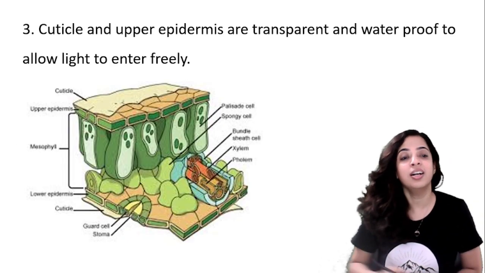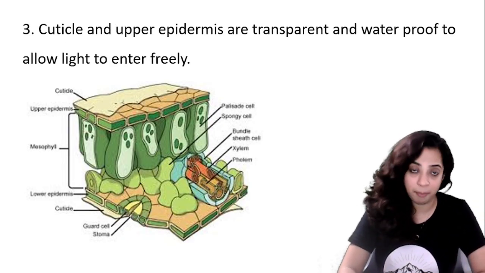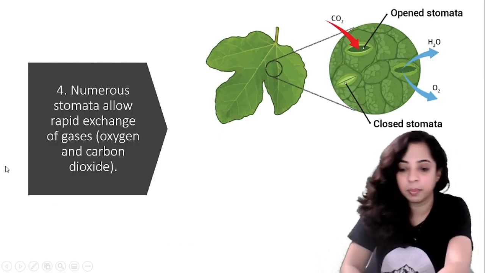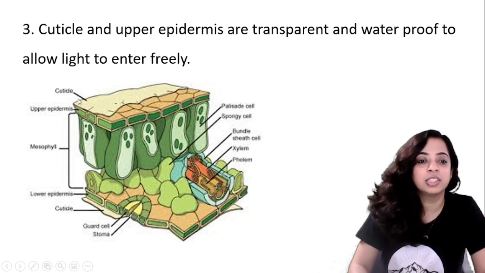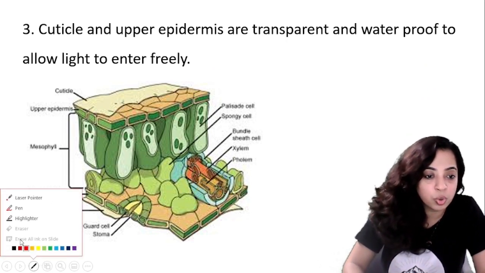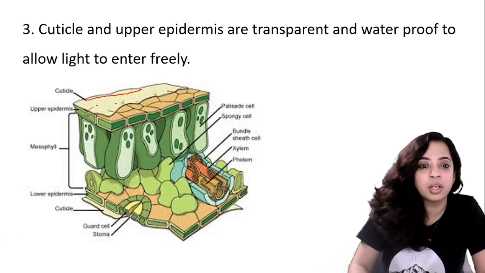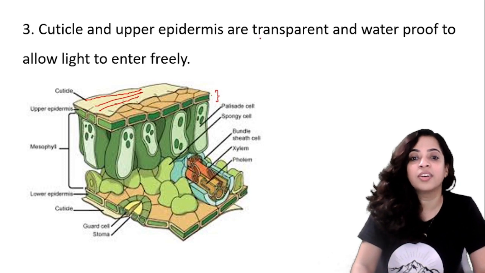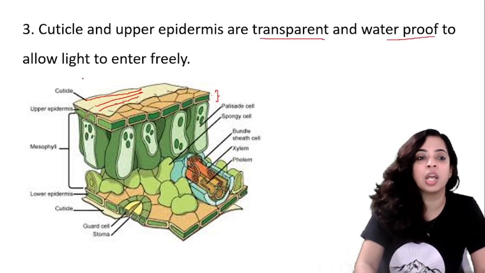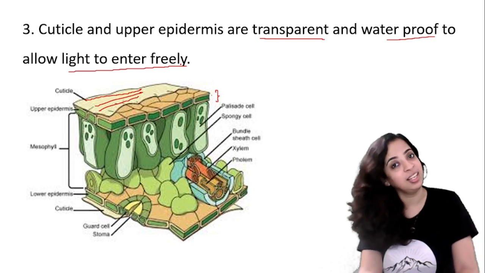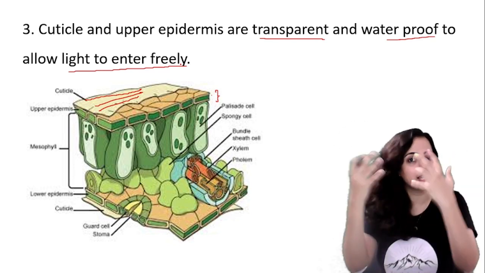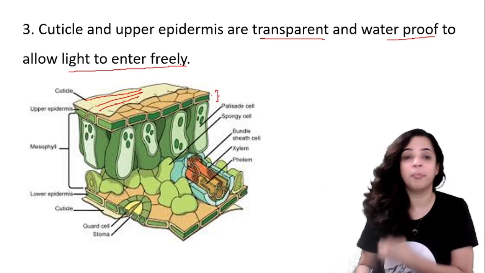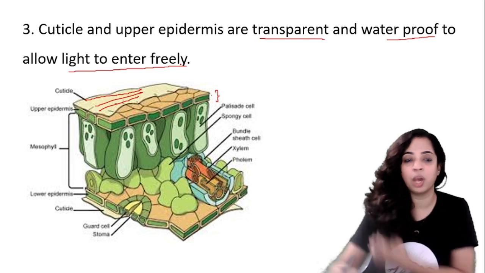The third point is cuticle and upper epidermis. Can you see them in the diagram? I'll show you with the pen. See, this is the cuticle, the upper layer, and this is the upper epidermis. They are transparent and waterproof, which allows the light to enter freely, and we know light is required for the process of photosynthesis. So the third adaptation is that the cuticle and upper epidermis are transparent and waterproof to allow light to freely enter.